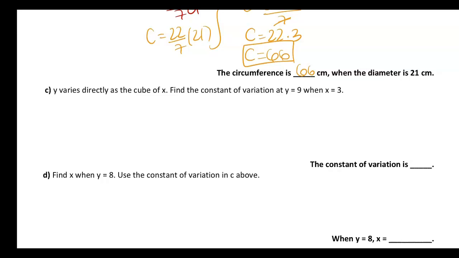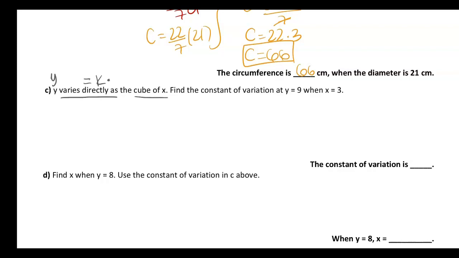Okay, let's look to see what you have for C. So first thing we need to make sure is that we have a direct variation. So this says y varies directly as the cube of x. When I see that word directly, it's probably going to be a direct variation. So we're going to write this as y varies directly as, that means equals k times the cube of x.